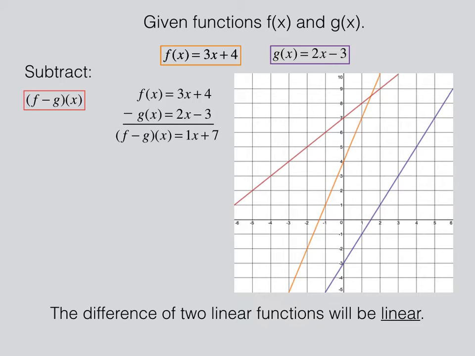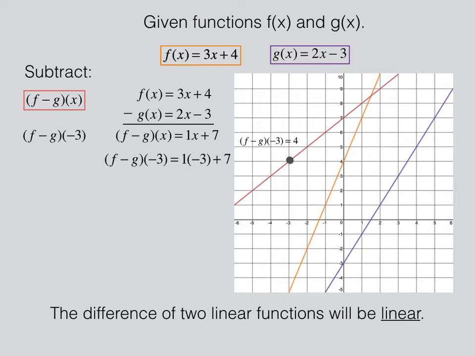Okay, next, what if we're asked to evaluate f minus g of negative 3? Well, I'm looking at my graph now, and I'm looking at the x-axis, I'm at negative 3, I go up to meet the curve, and I can see that f minus g of negative 3 will equal 4, because the line passes through negative 3 comma 4.